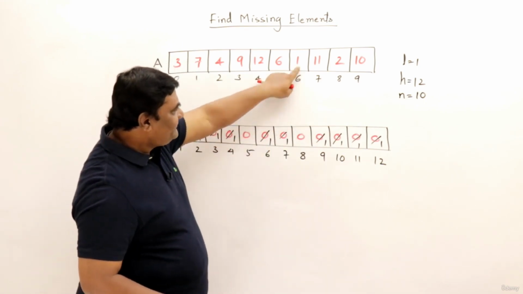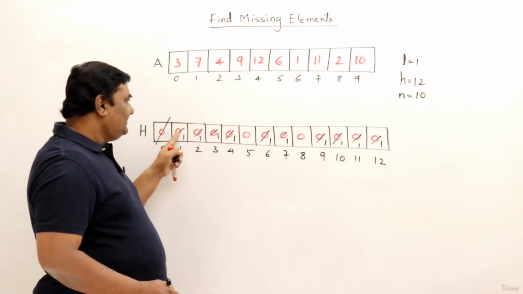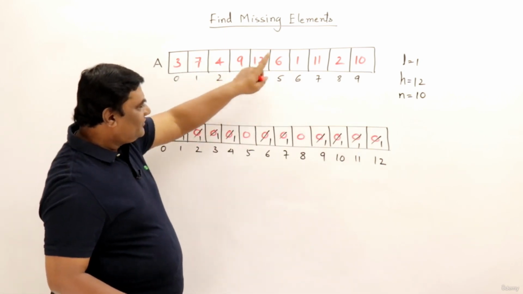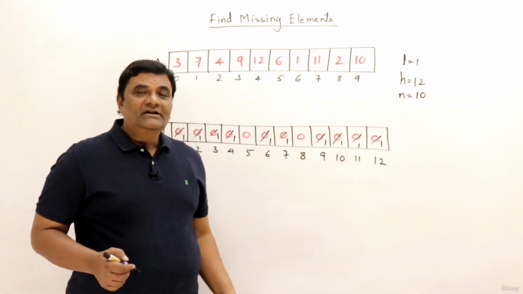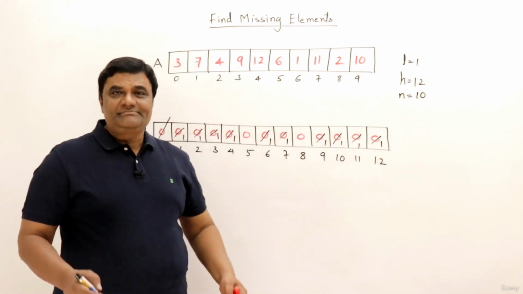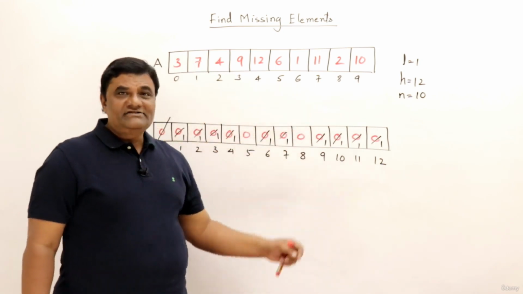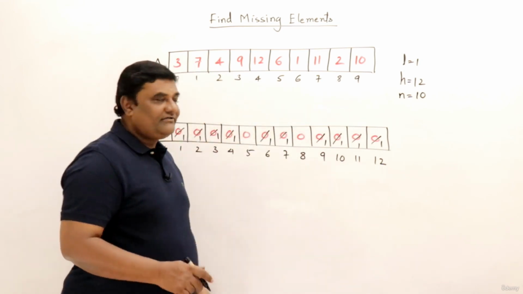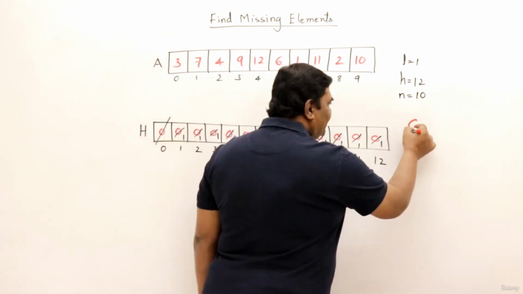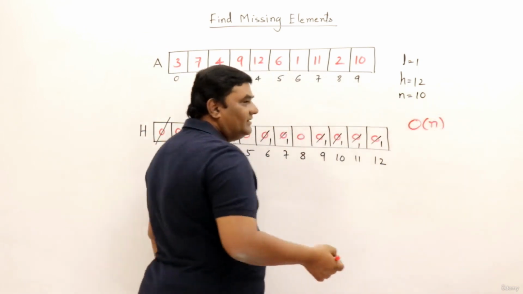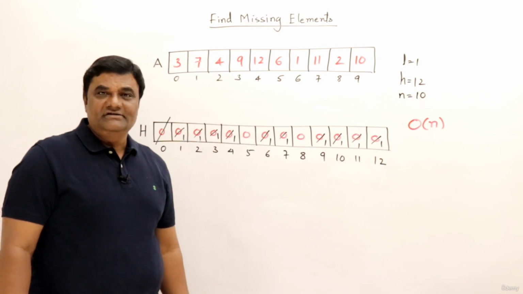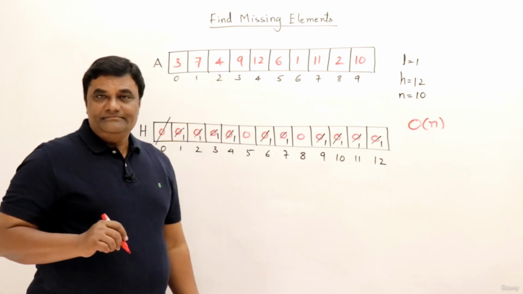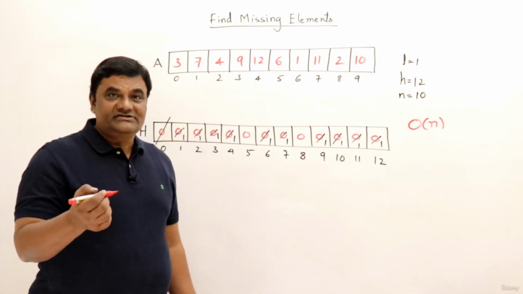Like if it is 1, go to index 1 and increment it. If it is 12, go to index 12 and increment it. So the time taken is constant. So majorly where the time is spent, we are scanning through this list of elements, so that is order of n. So yes, the time taken is order of n. So this is the faster method. Yes, this is the faster method. Now this is one of the suggestions which is faster.